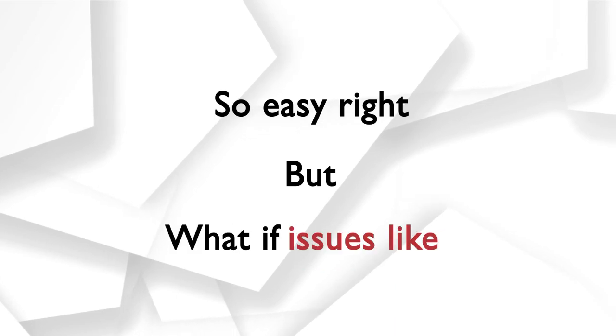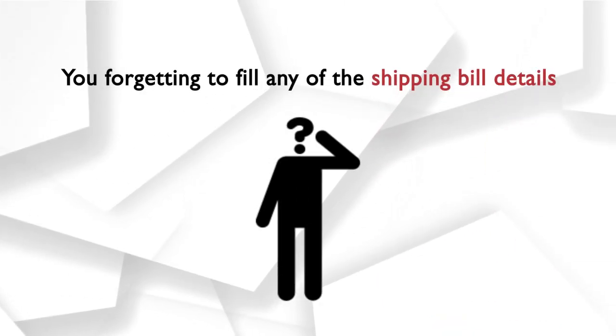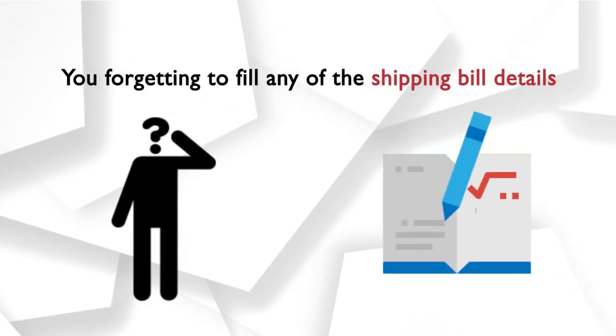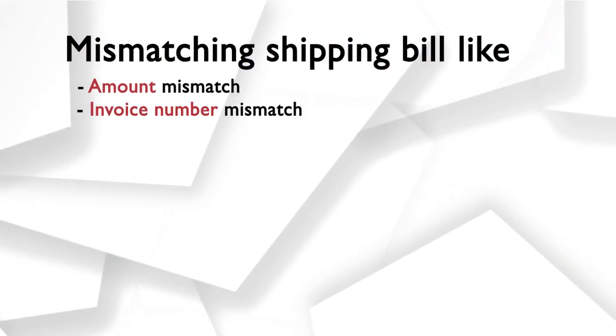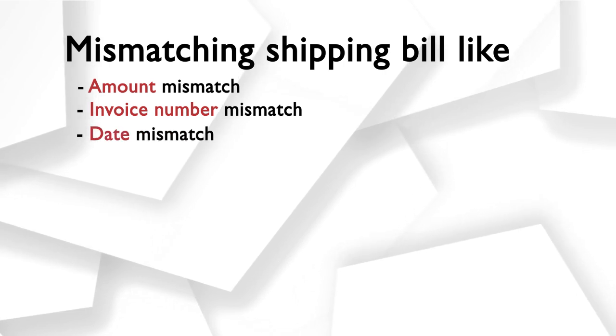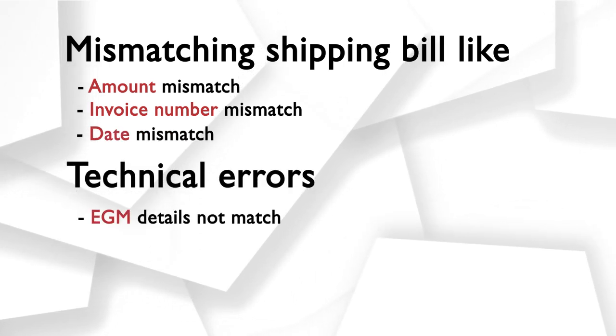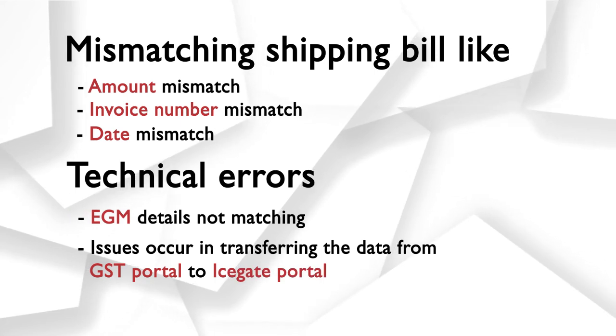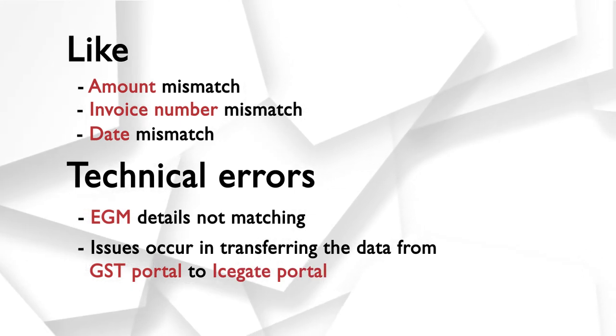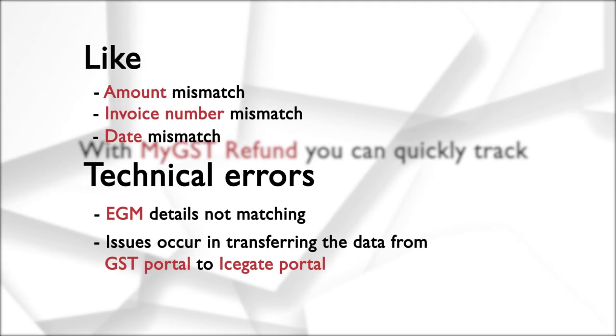So easy, right? But what if issues like you forgetting to fill any of the shipping bill details in a particular form, which will lead to situations like mismatch of shipping bill details, like amount mismatch, invoice number mismatch, date mismatch, and technical errors like EGM details not matching, or issues occurring in transferring the data from GST portal to ICEGATE portal. Then with My GST Refund, you can quickly track these issues.